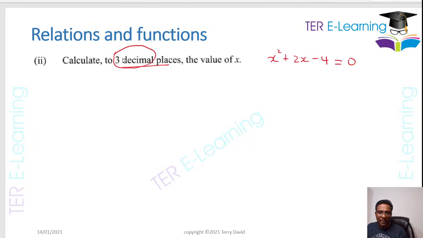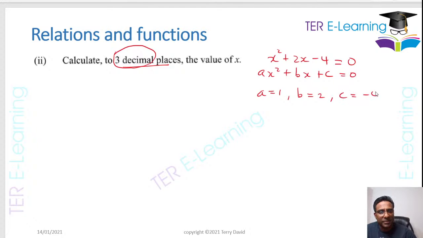Or we could complete the square in order to solve this, right? It means that this quadratic is not going to factorize. So what you will have to do, I would use my formula in this particular case. A quadratic function looks like this: ax squared plus bx plus c equals 0. Now, in this case, what that tells me is that a is equal to 1, b is equal to 2, and c is equal to minus 4, right?